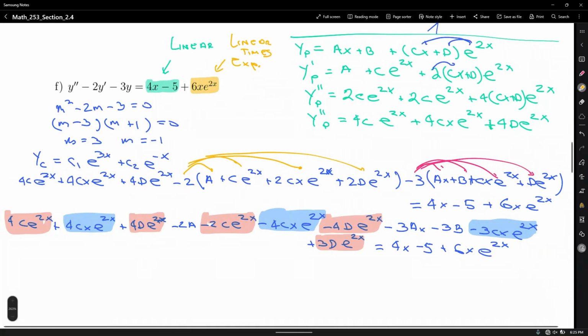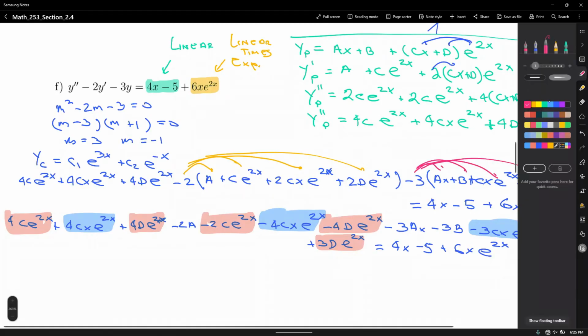Before we... Yes? Is that plus 3e to the 2x wouldn't be a negative? Which one? This one? Yeah. It should be a negative. This is distribution. Oh, yes. This should be a negative. You're right. Thank you.